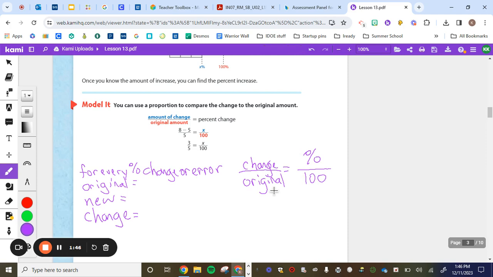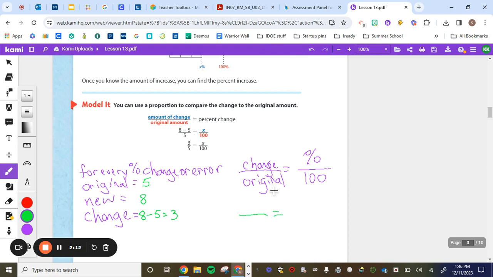So for this question, our original number was 5. Our new number was 8. So to find a change in anything, we will subtract 8 minus 5 to get 3. They showed 8 minus 5 right in their proportion, but I think doing it this way helps you to not make little mistakes. So the change was 3 goals.